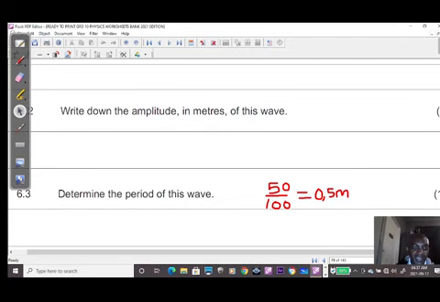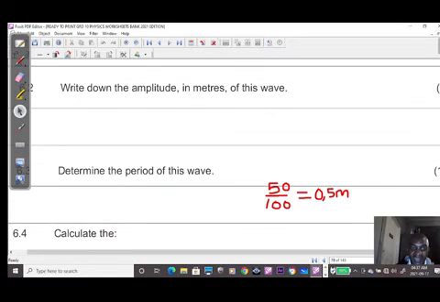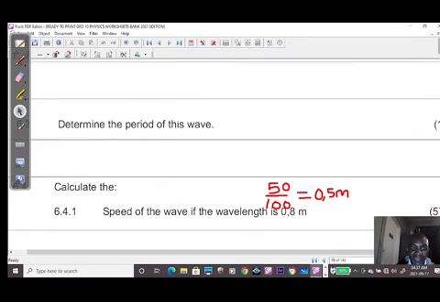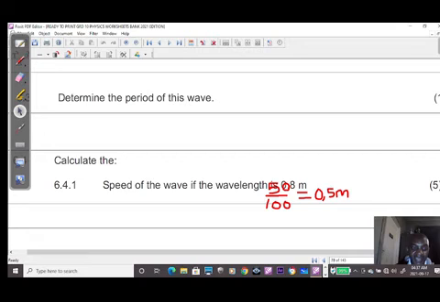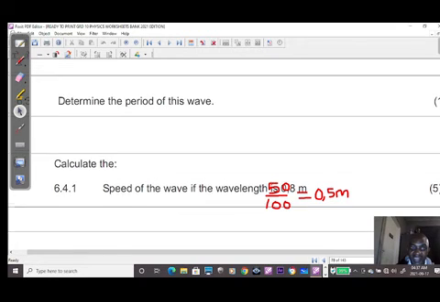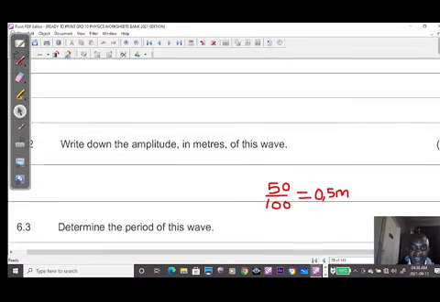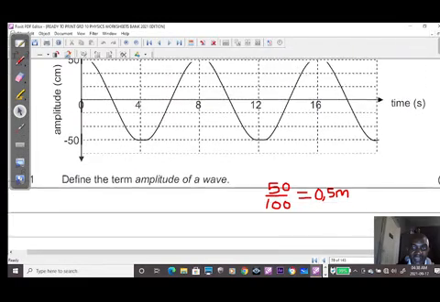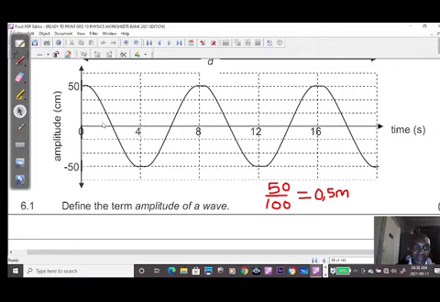Now they say determine the period of this wave. Now the period is the time taken by one complete wavelength to pass a fixed point. Let's check it here again. If you check here, my complete wavelength can be taken from this point here to this point here. So my answer for the period of this wave is 8 seconds.